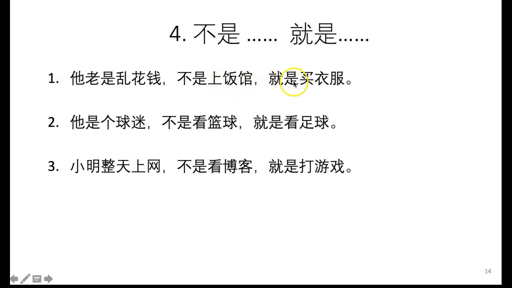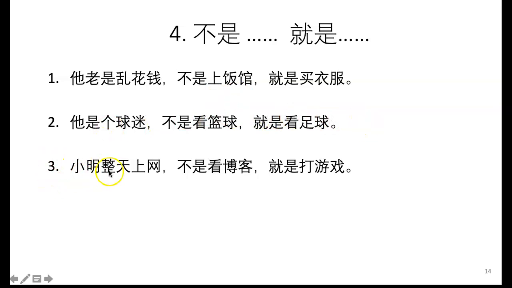Go to restaurants or for clothing shopping. Because we know this person very well. So we know this person's routine or this person's money spending pattern. 好，那我们看第二个，他是个球迷。We know this person is obsessed with all kinds of ball games. 好，不是看篮球就是看足球。It's very predictable. If he doesn't watch basketball games, guess what? He would watch soccer games. Okay, so this is all very predictable behaviors.